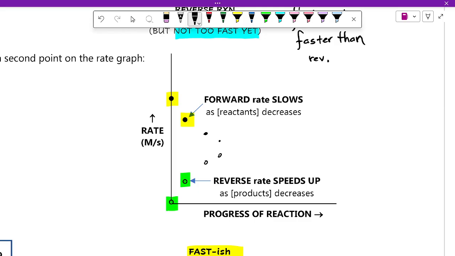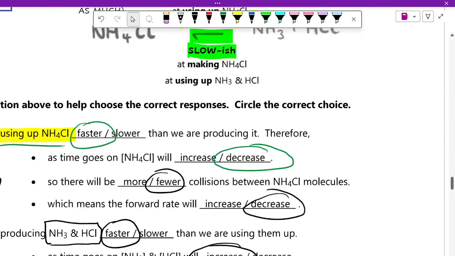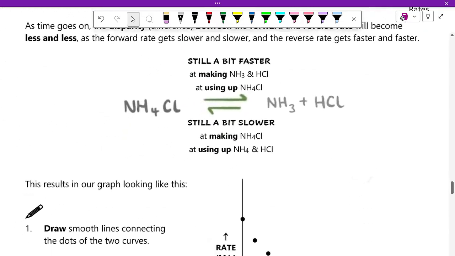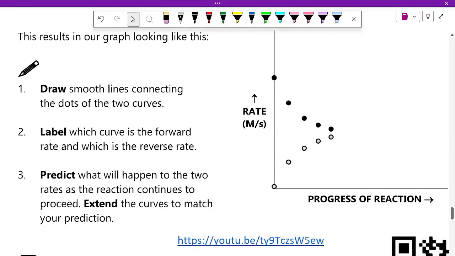And what happens at dynamic equilibrium? At equilibrium, what can we say about the forward rate compared to the reverse rate? They are equal, so they should come together, okay? So let's take a look at what happens here. You're going to now draw smooth lines connecting the dots, and then you're going to draw what you predict is going to happen after we run out of dots.